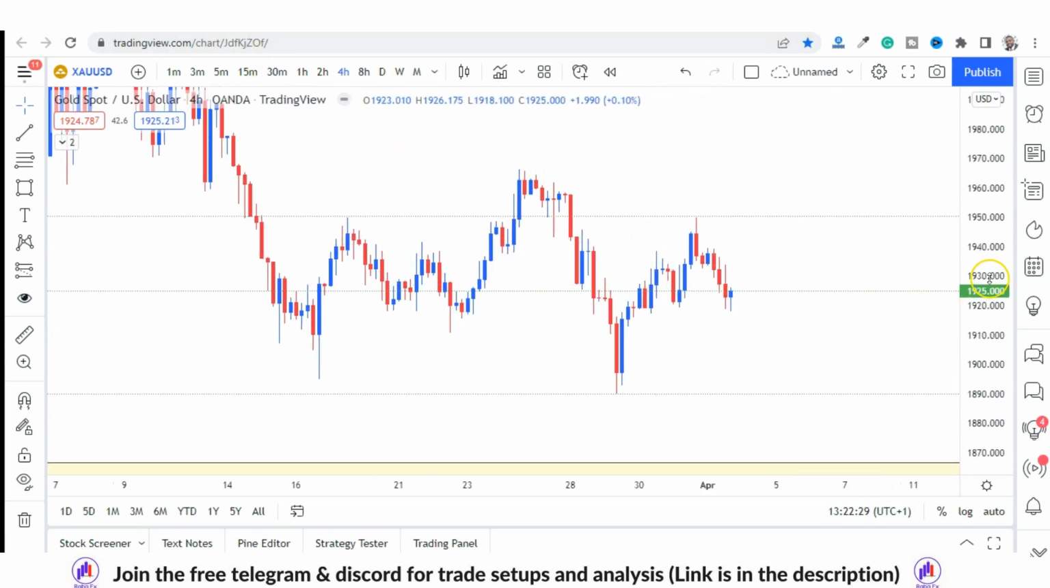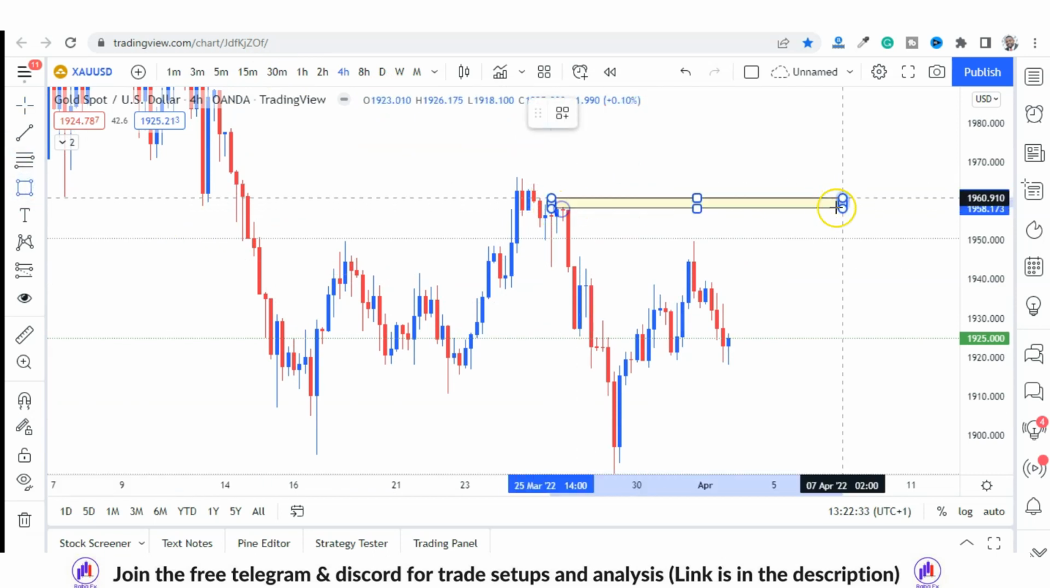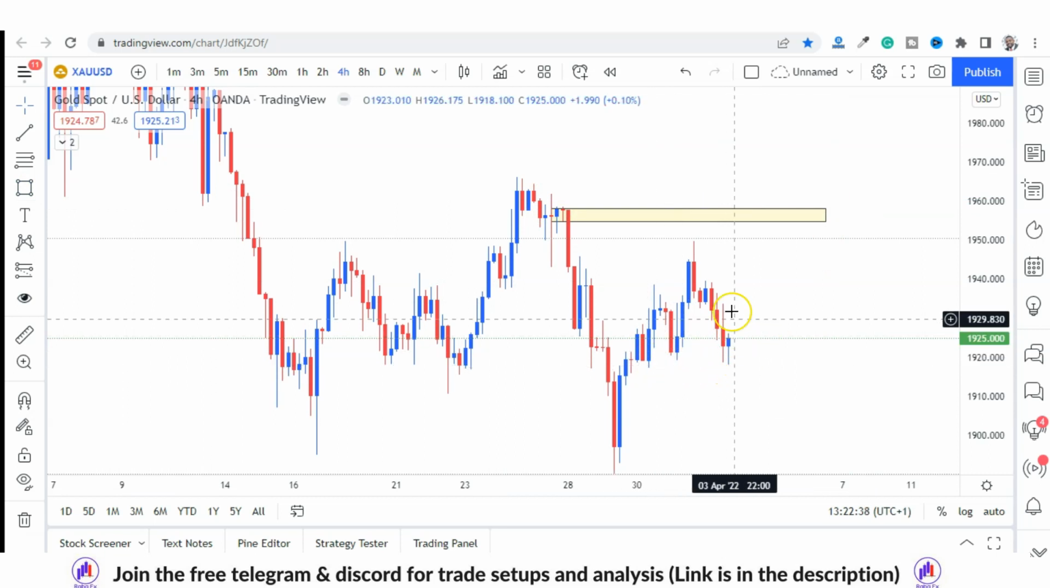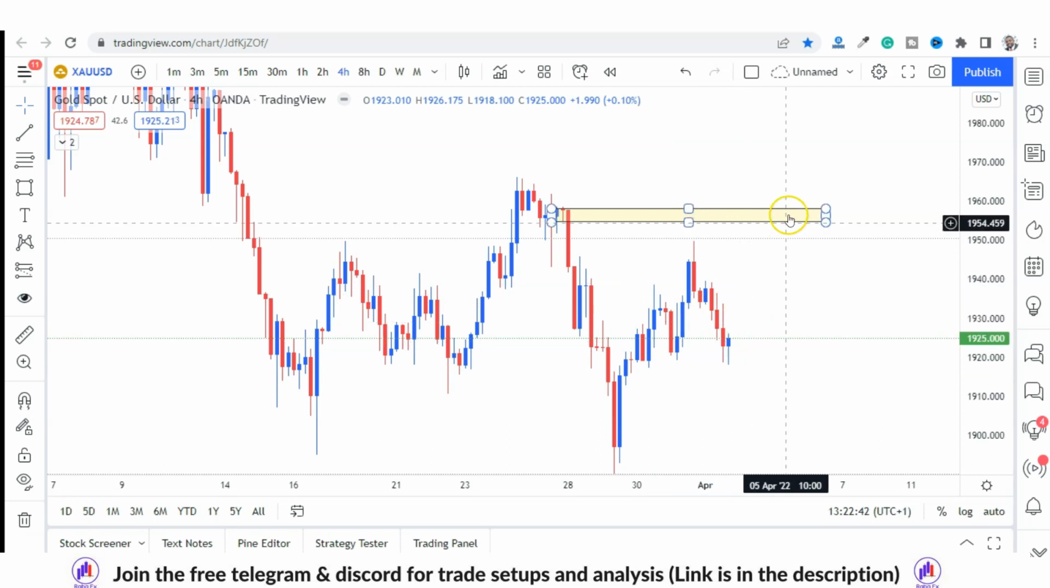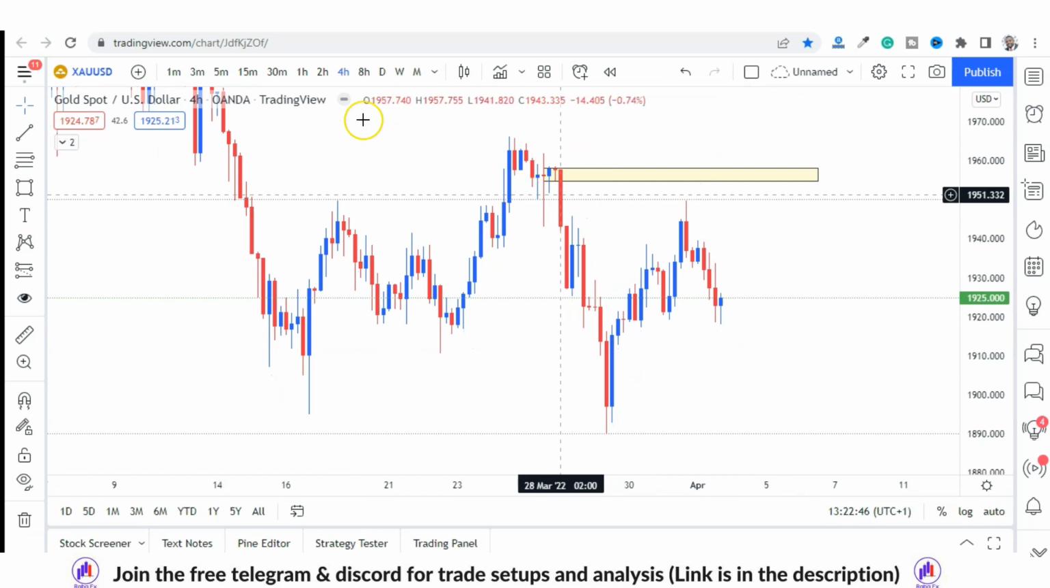Okay, this is 4 hour. I'm not seeing any clean setup aside from this fair value gap. Probably price taking liquidity. If price trades above this, I might be interested in going long until we tap this fair value gap here.